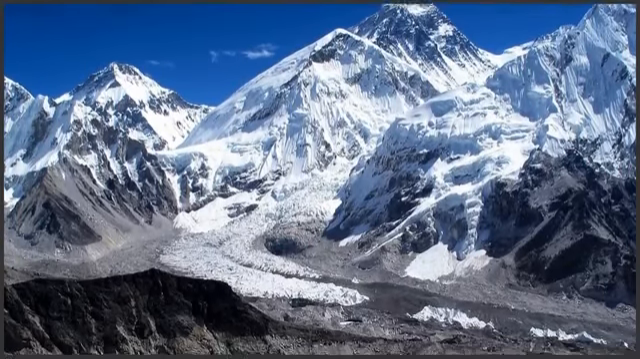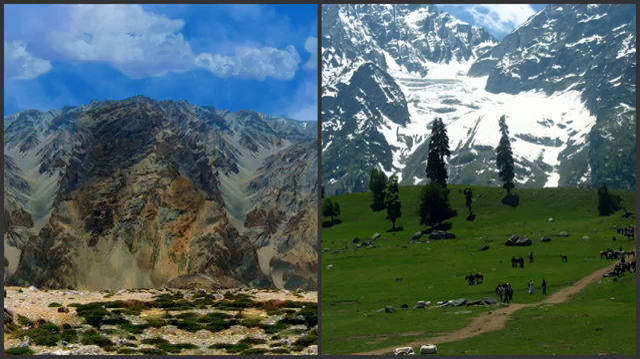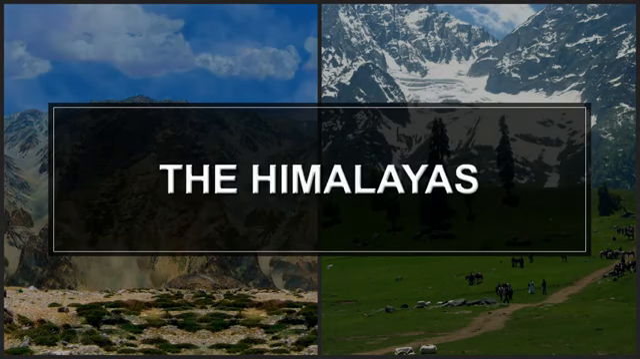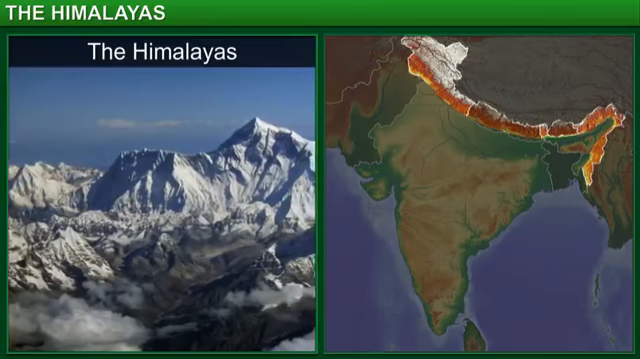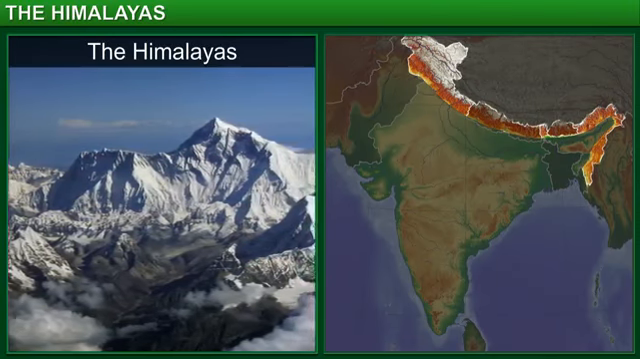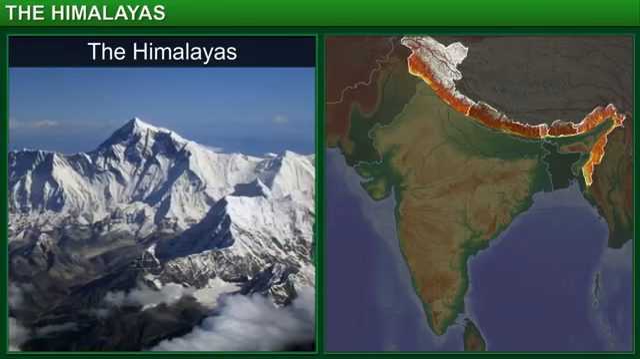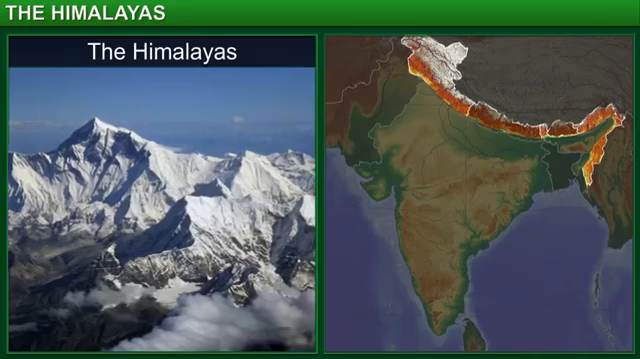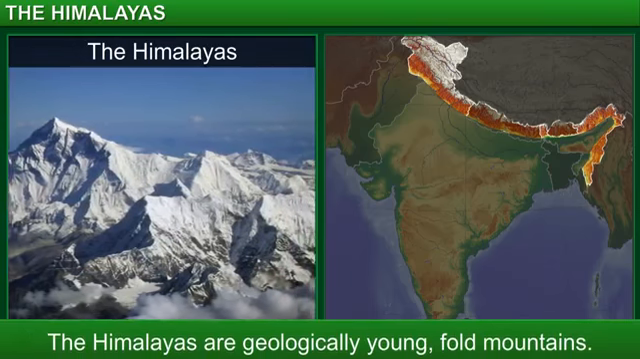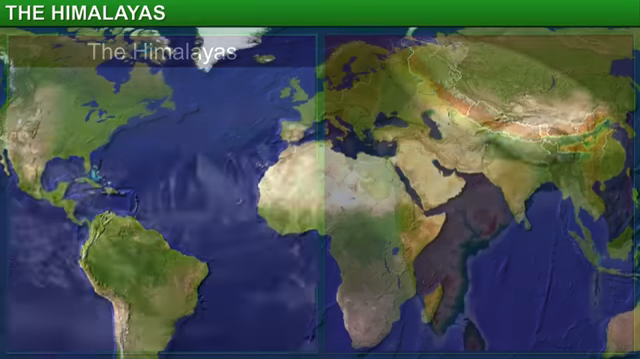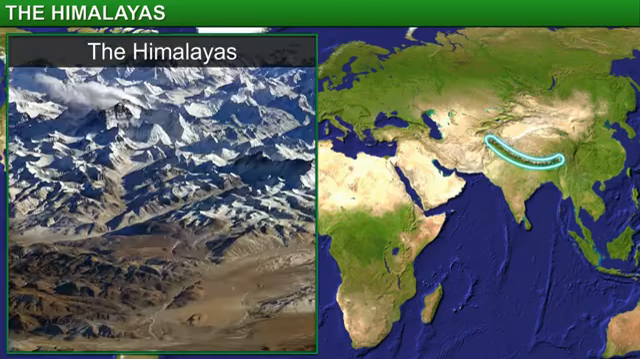In this module, you will learn about one of these groups, the Himalayan mountains. The Himalayas are fold mountains that cover the northern border of India. They are geologically young as compared to other mountain ranges. The Himalayan range is the highest and the most rugged mountain range in the world.